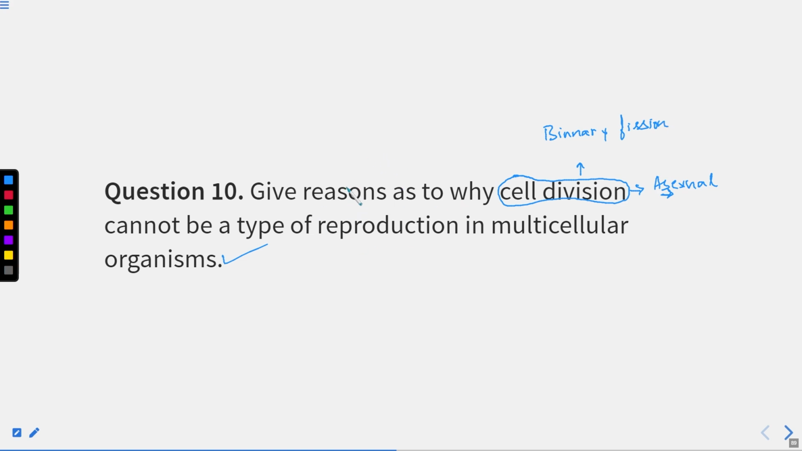Now the question they are asking: give reasons as to why cell division cannot be a type of reproduction in multicellular organisms. So in a multicellular organism, usually what happens? Sexual reproduction takes place. And what does sexual reproduction involve? Formation of gametes. In this, two parents are involved. All right, two parents are involved here. And what happens during sexual reproduction? It happens in the complex organism.